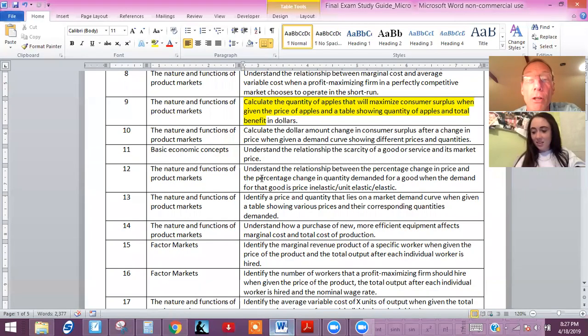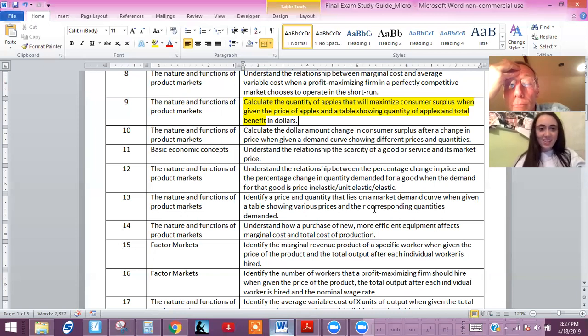Okay, so that's that. I understand. So I did that. Okay, number 13, identify the price and quantity that lies on the market demand when the price is given. Okay, this is the one that I think Julia was asking. She was totally confused by this. Let me look at the actual question so I can get this right.